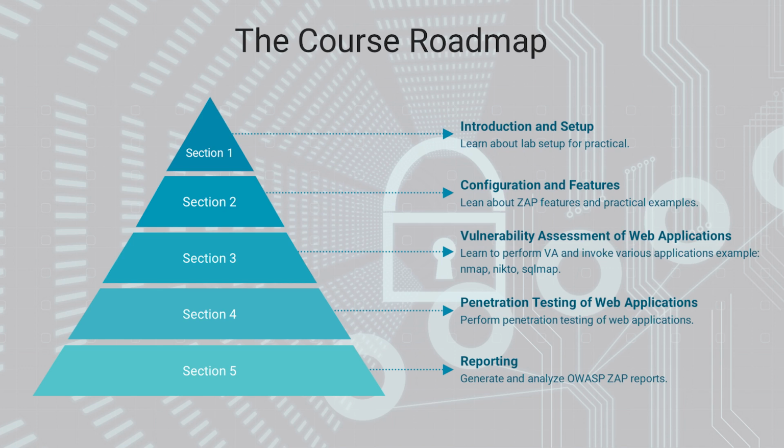Section number 4, penetration testing for web applications. In this section, we are going to perform penetration testing of web applications, and I'm going to show you various features. And finally, in section 5, which is reporting, we are going to learn how to generate various reports using OWASP ZAP, and we are going to analyze the topics which are involved in these reports.